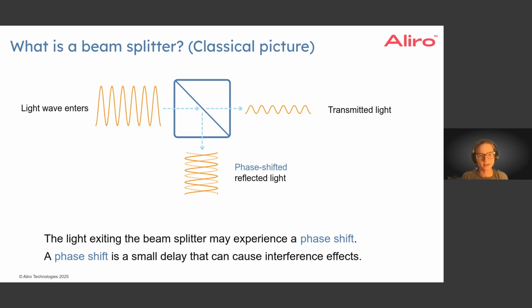So I want to add an important detail that I didn't mention on the previous slide, and that is that in general, for these beam splitters, there could be some phase shift when you transmit the light or when you reflect the light. So in this diagram here, I'm showing an example of reflected light that's been phase shifted, but you could also have this phase shift on the transmitted light. And all that this phase shift is, it's just a small delay in the light that can cause interference effects.